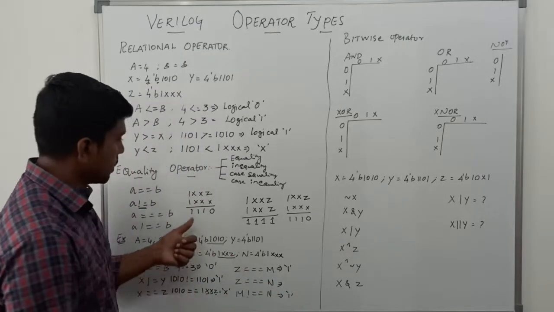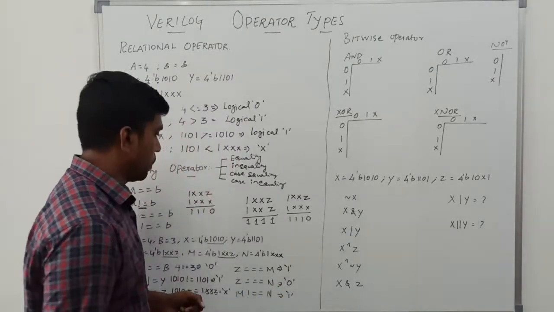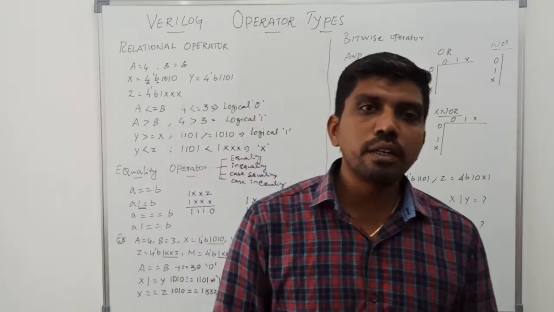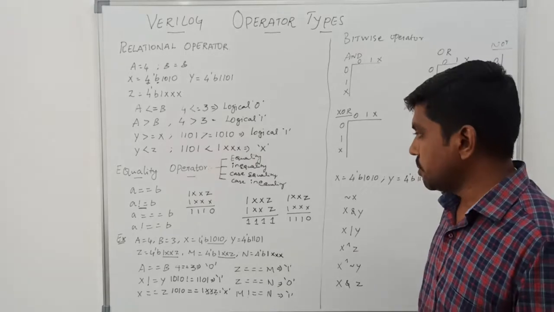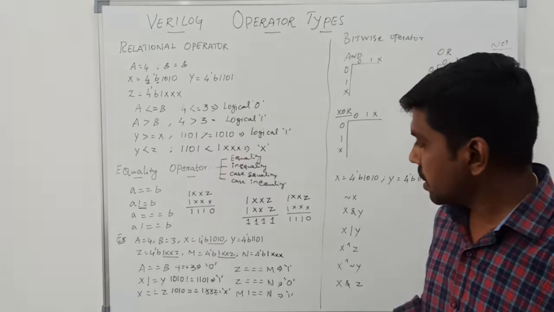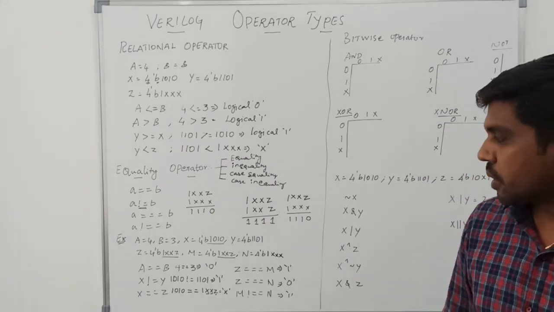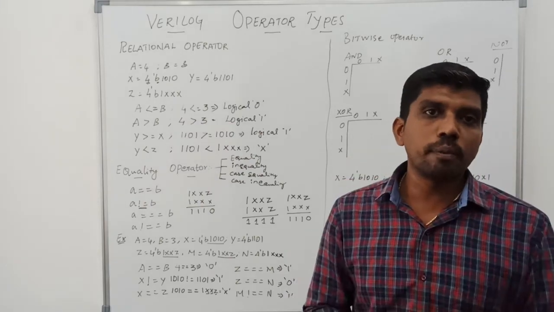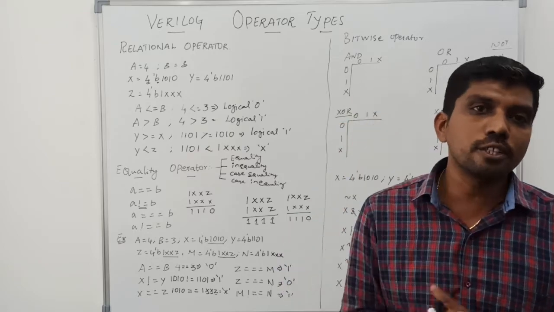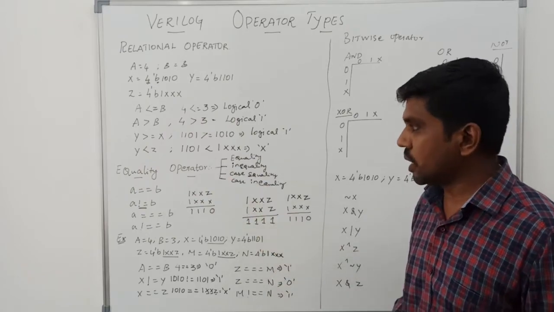So here these two values are not equal. The result is 0, logical 0. So this is the equality operator. The main difference between equality and case equality: in the equality operation the result may be don't care, but in case equality the result is not don't care, because you are just comparing the two operand values. So if both operand values have don't care in the same place, the result is 1. So likewise you check the equality operator.